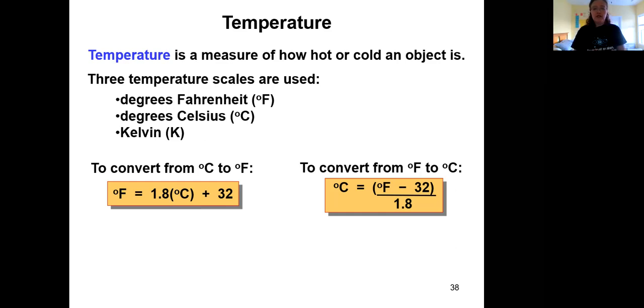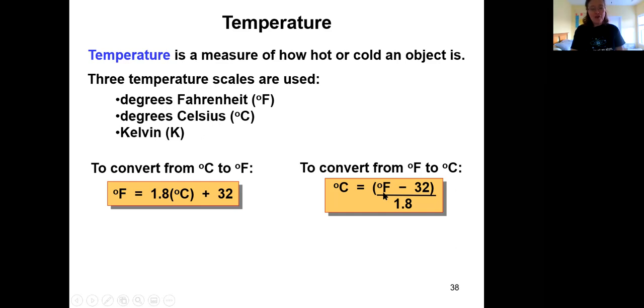When I'm given degrees in Celsius and need to put it in Fahrenheit, I simply multiply by 1.8 and add 32. In regular life, I just take the value and multiply by 2 and add 32, because 1.8 is almost 2. The one that's a little trickier is when you need to go from degrees Fahrenheit to degrees Celsius.